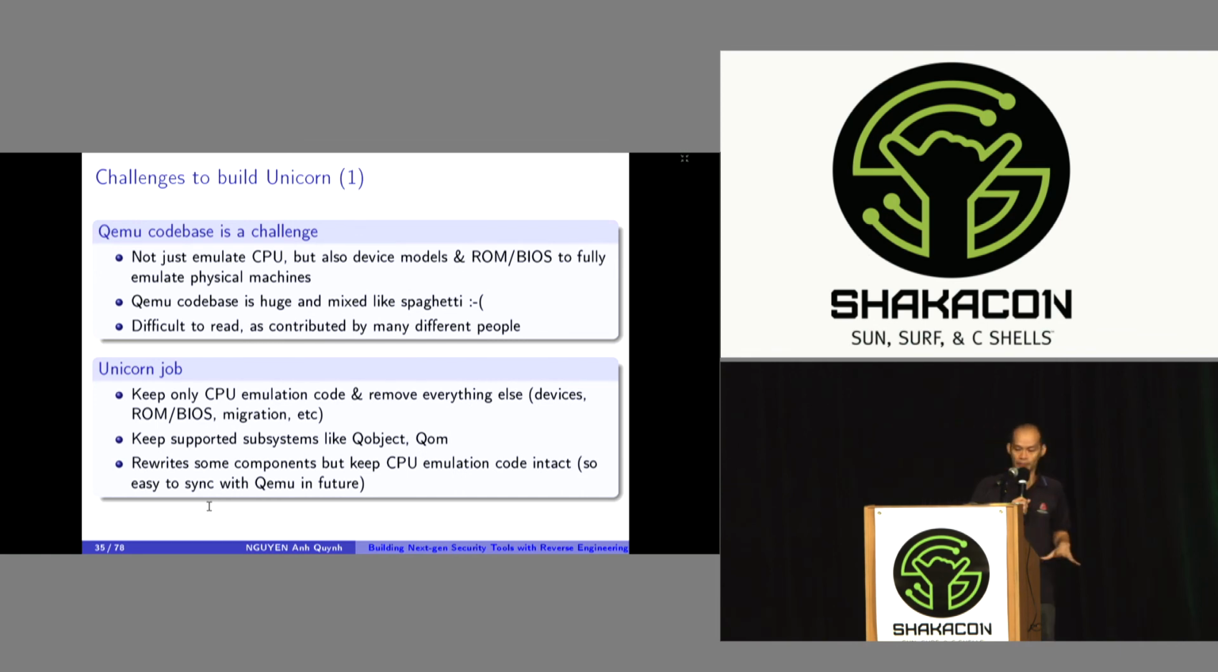There were actually many issues, many challenges when I built Unicorn. The first one: like LLVM, QEMU is a huge codebase. It's mixed code inside, like spaghetti. It's very hard to take only the CPU emulation out. So it took me a lot of time to read the source code of QEMU to build Unicorn from only the CPU emulator. I removed a lot of code and took only the code that I wanted to build Unicorn.